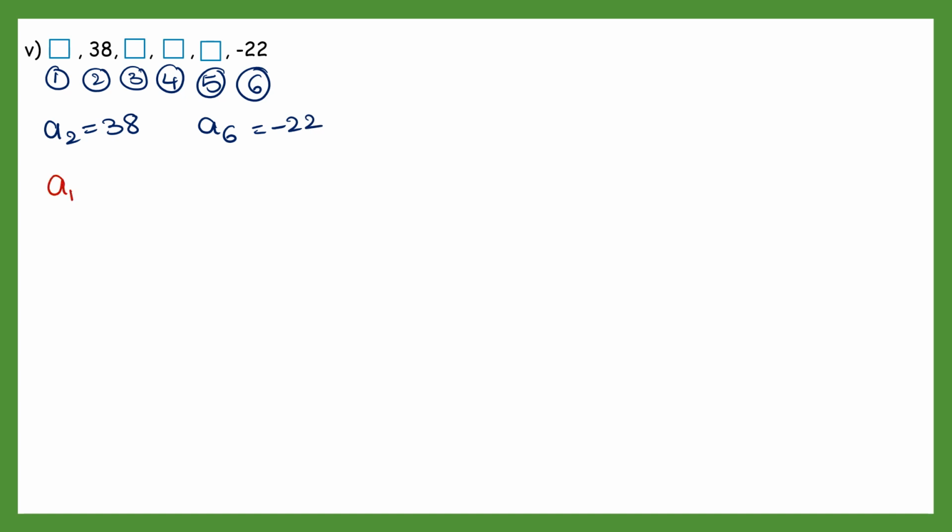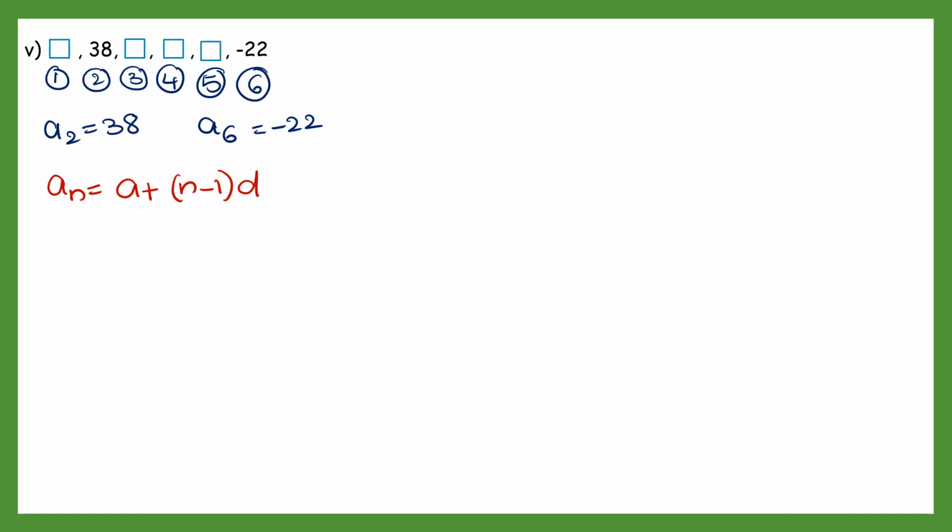Next question. Now this is the first term, this is the second, third, fourth, fifth and sixth. So we know the second term A2 is equal to 38. Then the sixth term A6 is equal to minus 22. How can you solve the problem? We need to know only one formula: An is equal to A plus (n minus 1) into D.